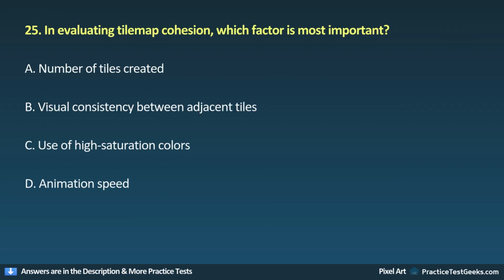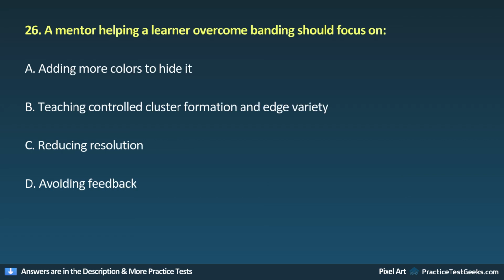25. In evaluating tilemap cohesion, which factor is most important? A. Number of tiles created. B. Visual consistency between adjacent tiles. C. Use of high saturation colors. D. Animation speed. 26. A mentor helping a learner overcome banding should focus on A.